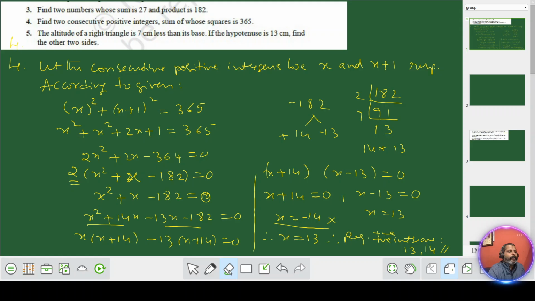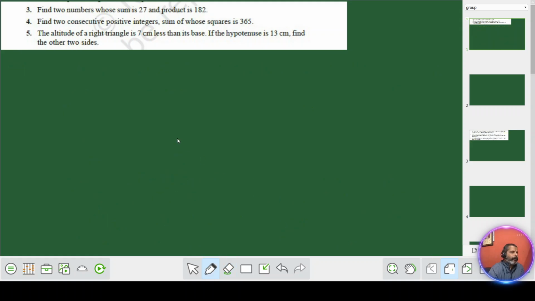Let's move to the next question. Fifth one. The altitude of the right angle triangle is 7 centimeter less than its base. Hypotenuse 13. Find the other two sides. Let's draw the figure here. A, B, C. They gave a hypotenuse 13 centimeter. Altitude of a triangle is 7 centimeter less than the base. Then we call base as x. This is 7 centimeter less than the base, x minus 7.